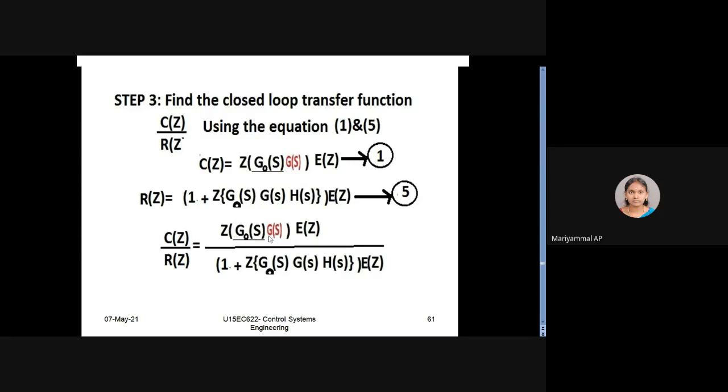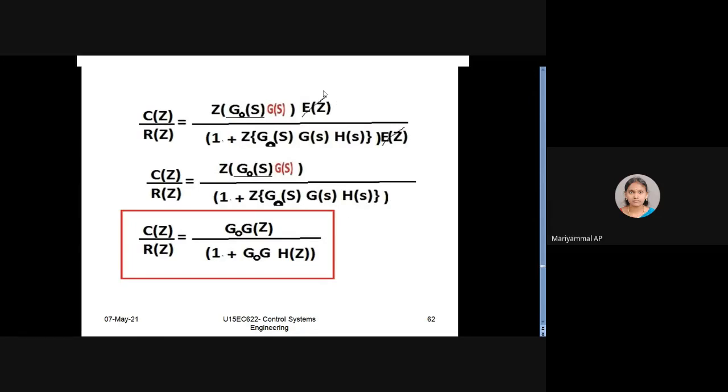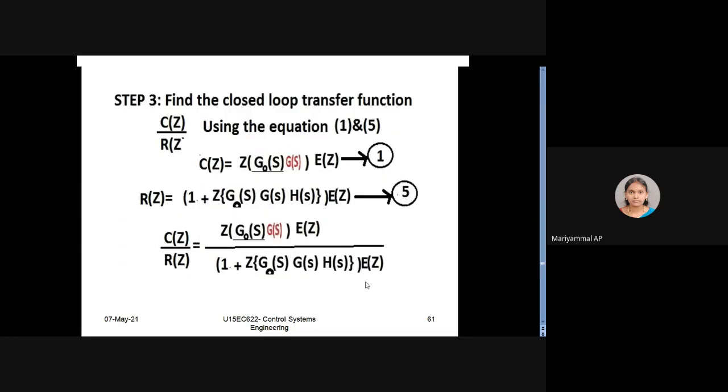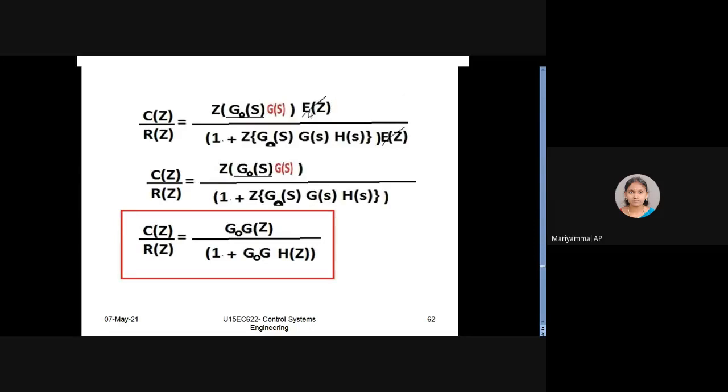It is the transform of G naught of S, G of S into E of Z divided by R of Z, which is 1 plus Z transform of G naught of S, G of S and H of S into E of Z. So just you are substituting. Then we are going to simplify this equation, means we collect the answer. How do we collect it? In this equation, the numerator and denominator have a common term, E of Z. Then we cancel E of Z. Then the only remaining term is the transform of G naught of S, G of S divided by 1 plus the transform of G naught of S, G of S into H of S.